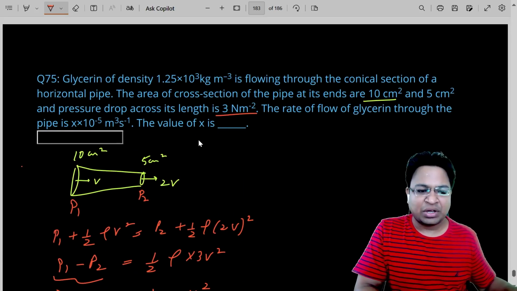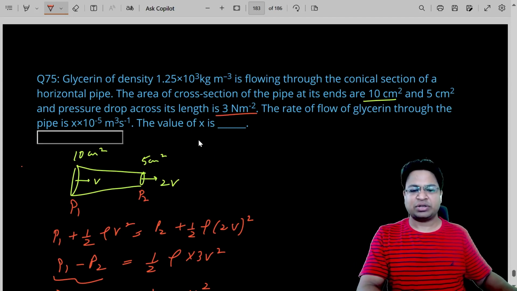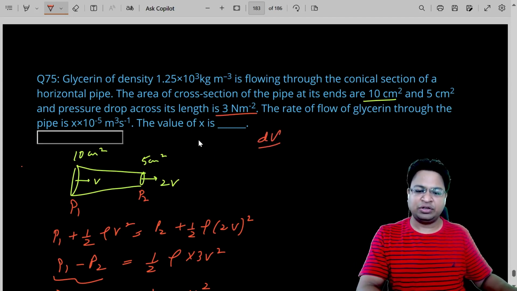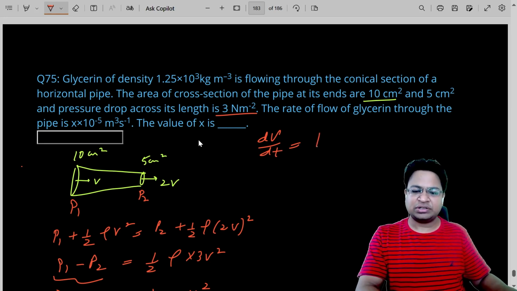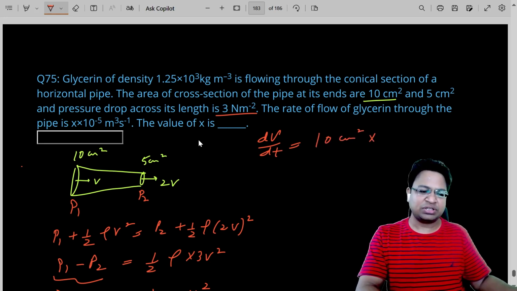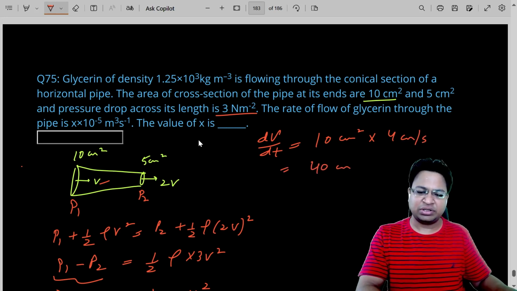Now we want the volume flow rate. The volume flow rate is given as the cross-sectional area, that is 10 centimeters square, into the speed here, which is 4 centimeter per second. So this will become 40 centimeters cube per second.